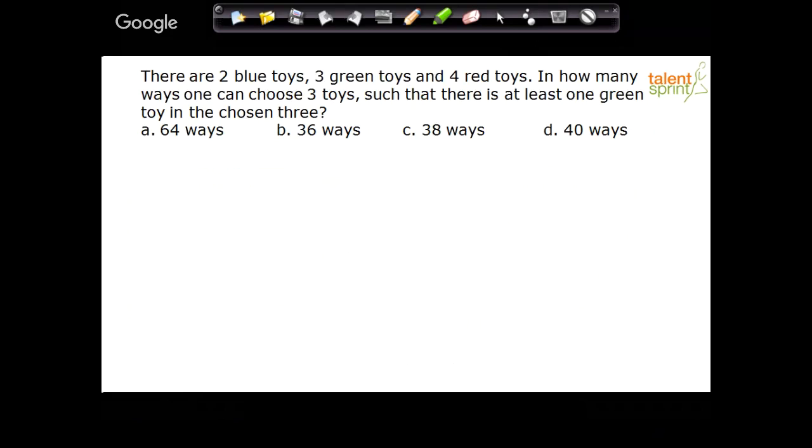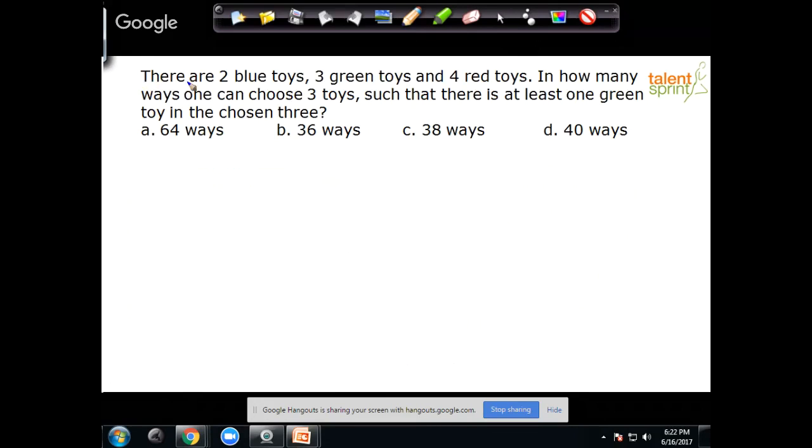All right, so let me read the question. There are 2 blue toys, 3 green toys, and 4 red toys. In how many ways can one choose 3 toys such that there is at least 1 green toy in the chosen 3? So, what is given? There are 2 blue toys, 3 green toys, and 4 red toys. Now, very clearly in the question it is given that you are choosing 3 toys. So, choosing means obviously, what is it? It is a problem on combinations.